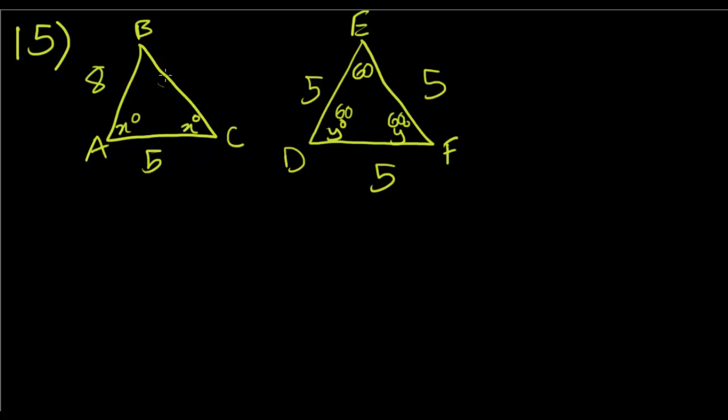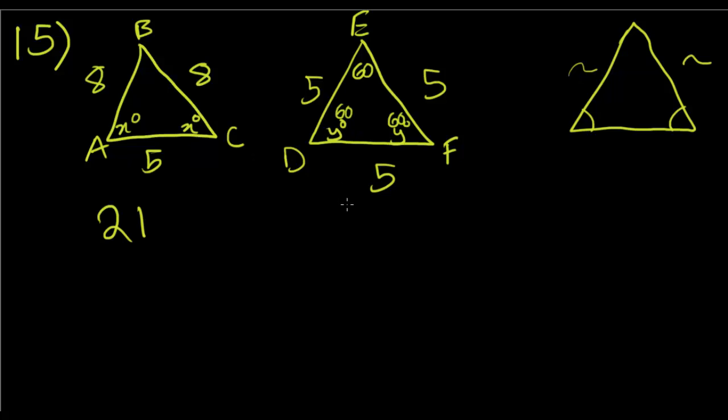Now, coming to the other triangle, triangle ABC, there's 2x degrees down here. And here's 1, 8. It's an isosceles triangle, if you remember. If the base angles are equal, then the corresponding sides are equal. Therefore, this is also 8. So the perimeter of triangle ABC is 21. The perimeter of triangle DEF is 15. If you subtract these, you will get 6, which is choice number C.